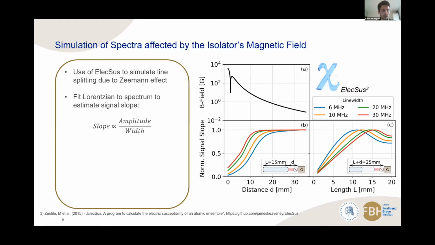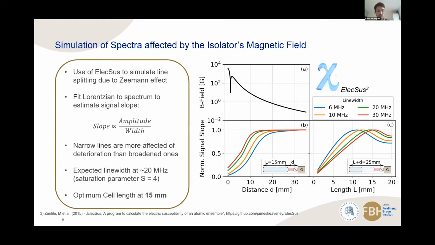In the right graph, you can see an evaluation of the cell length. Maybe intuitively you would think, okay, maximize the cell length because then you have the maximum absorption. However, because of the effect of the isolator's magnetic field, by increasing the length and thus increasing the path length in the magnetic field of the vapor, you actually get an optimum length. As we estimate through different broadening effects, we estimate the line width to be 20 megahertz, which shows an optimum cell length of 50 millimeters, which settled this issue.